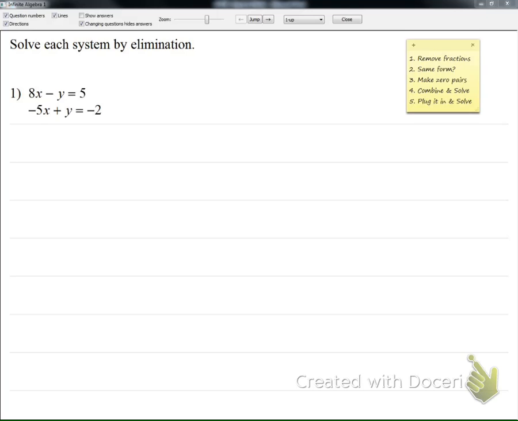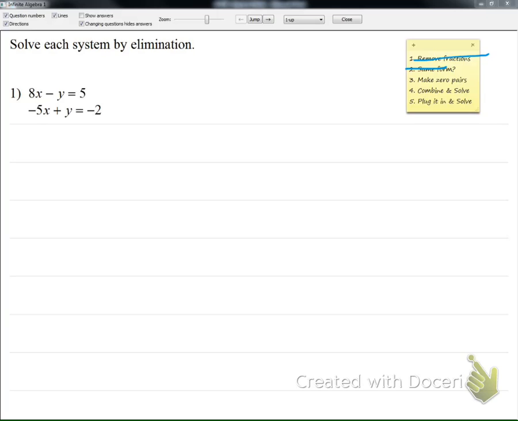Looking at the problem, do we have any fractions? Nope. So we're done with step 1. Step 2. Are both equations in the same form? Yes, they are. We have our x's over x's, y's over y's. Very important, our equal signs in the same position, and there's your constant. Sorry, that's a lot of circles there. So they're both in the same form. We're ready for step 3.